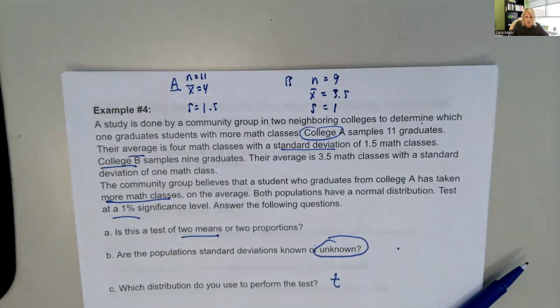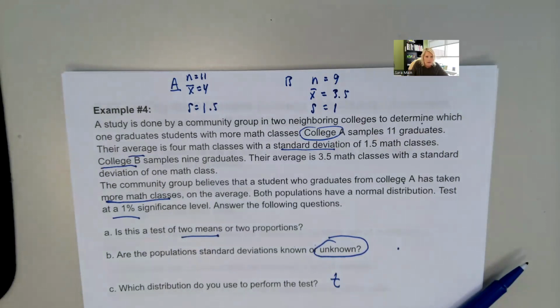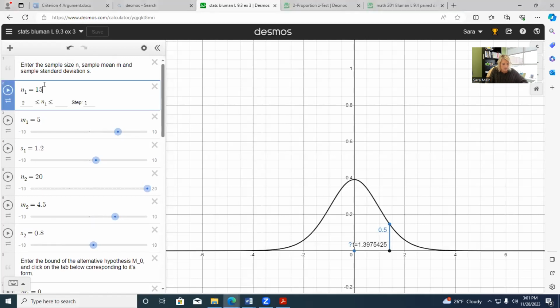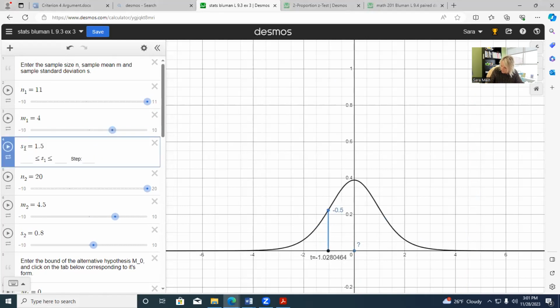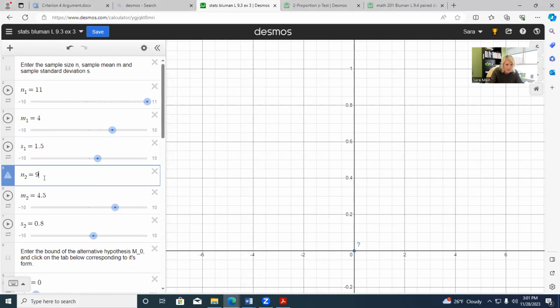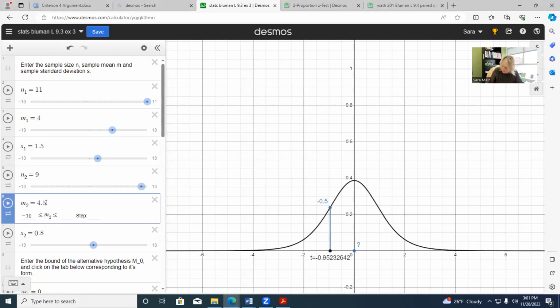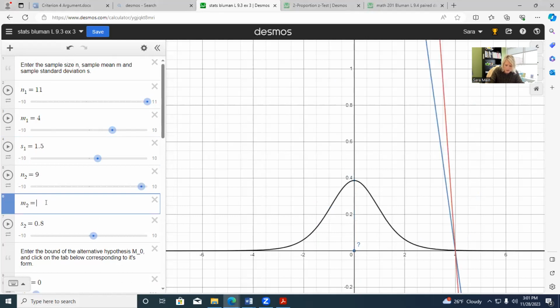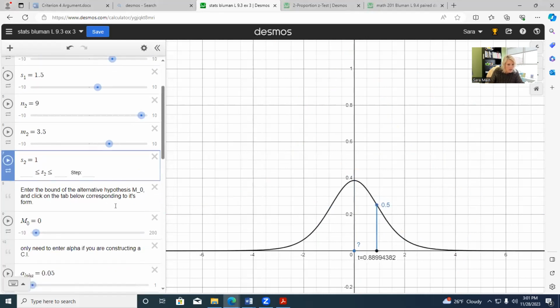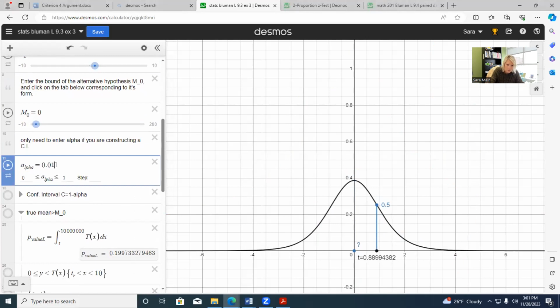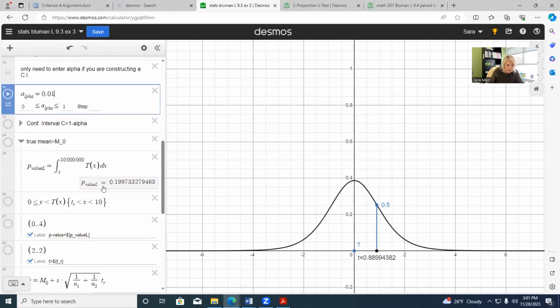Okay, so I'm going to share my screen for that. Up here, we're just going to change this out. So it's 11, 4, 1.5, and then 9, 3.5, and 1. Alpha this time is 0.01, and again, we're doing a right-tailed.